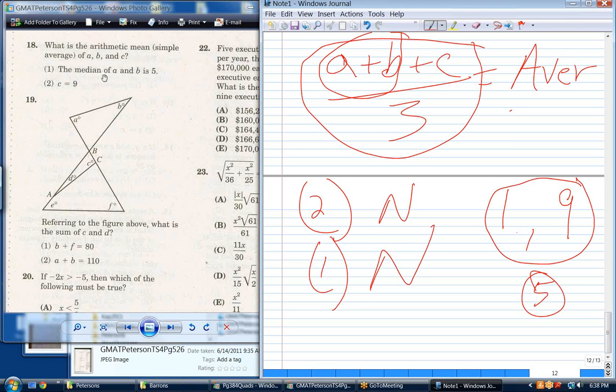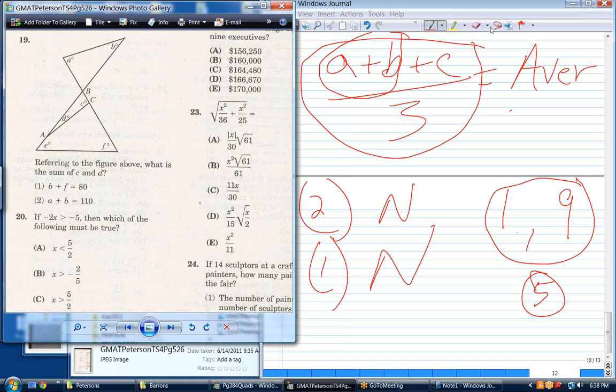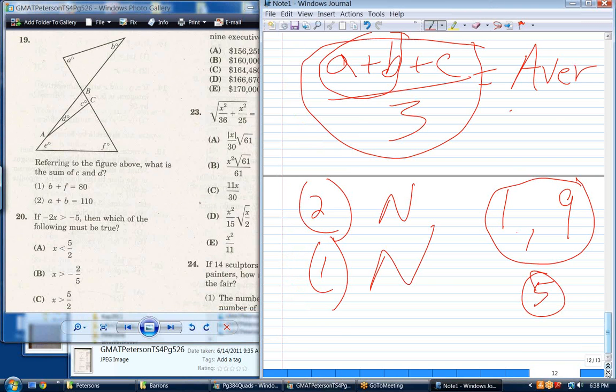Both of them together. Isn't C both together can answer it? That's what I said. And then D is each one individually, and E is neither. Yeah, okay. Let's go to another data sufficiency and geometry. Perfect.